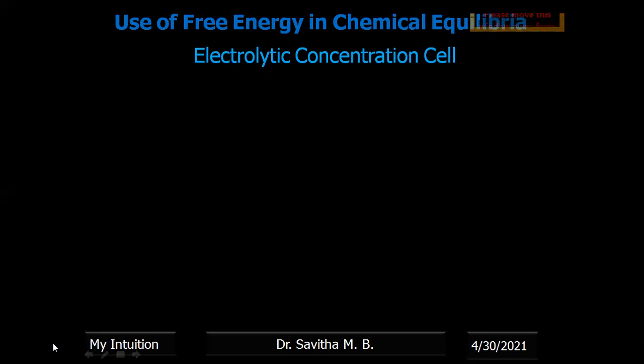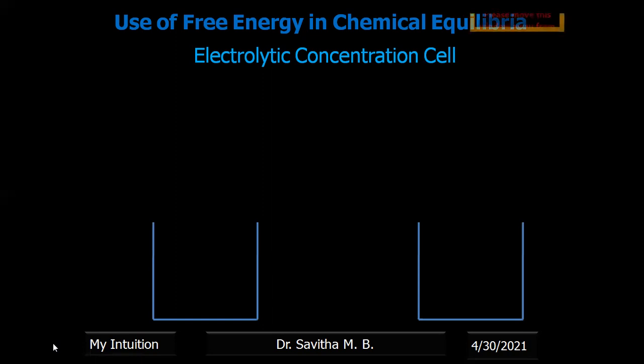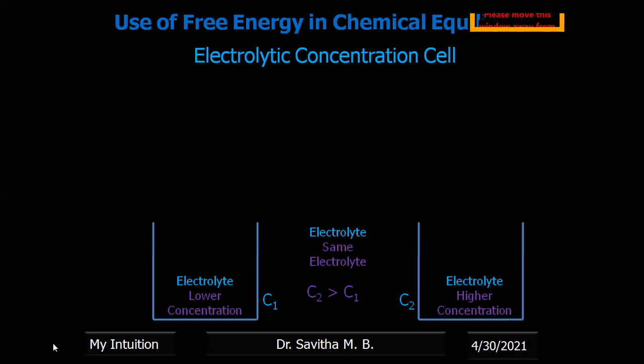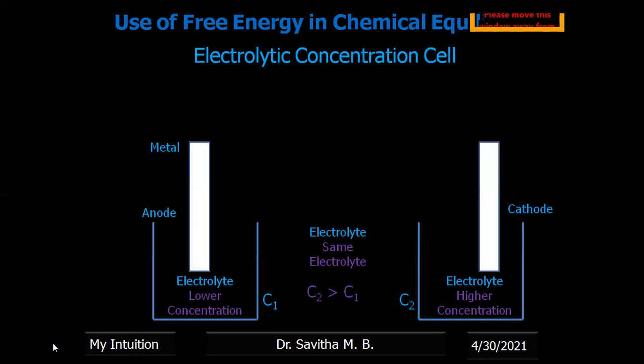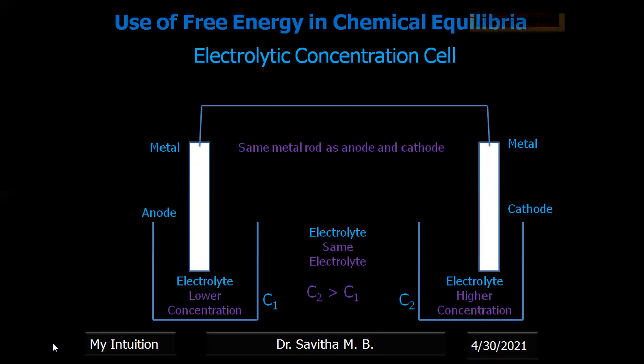Today I am discussing another type of cell wherein you have two electrolyte half cells, and you have a metal. There is an anode and there is a cathode. Both the metals chosen as anode and cathode are the same. The same metal rod is taken as anode and cathode. Then, as you know, the metal is dipped in its own ions, so the electrolyte also will be the same for the anode and the cathode.